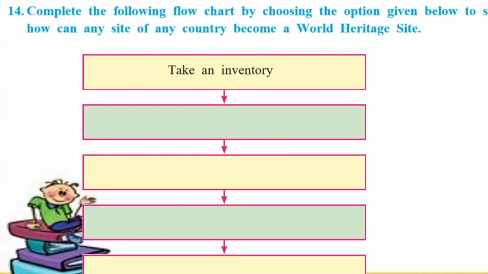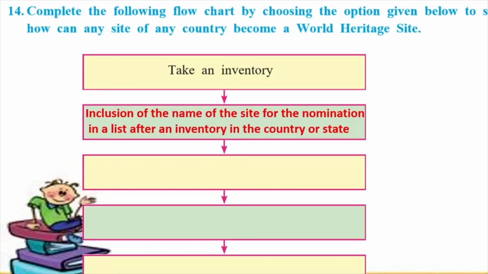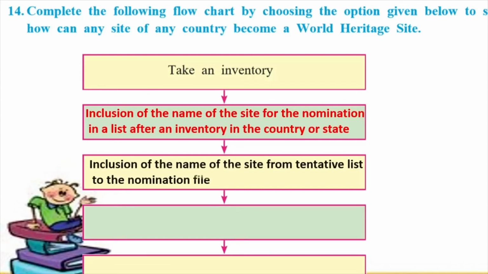Now remember children, we have done this particular exercise in another way when we did the first video. So I'm sure you will be knowing the answers. Even then, let me give you the answers. Let us see. So first part will be taking an inventory, inclusion of the name of the site for the nomination in a list after an inventory in the city or country. So nomination list, your name, your site has to come up in the nomination list. And then you have inclusion of the name of the site in the tentative list.